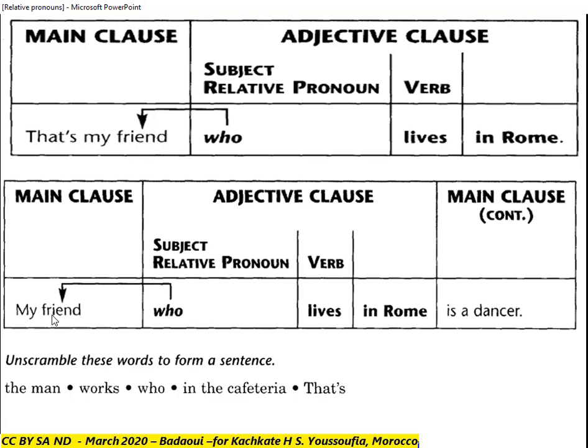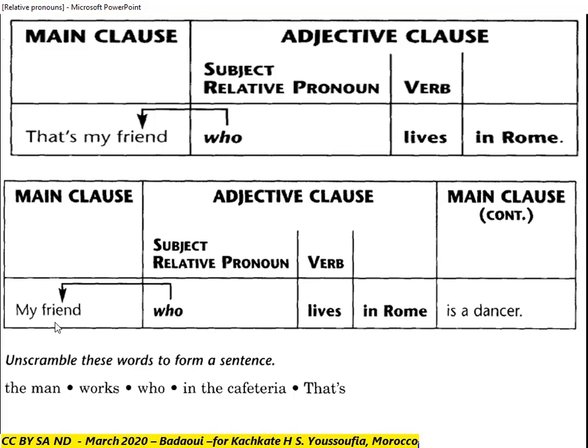Which friend is a dancer? Like you say, which friend is a dancer? My friend who lives in Rome is a dancer. So it gives us more information about the noun, which is my friend.